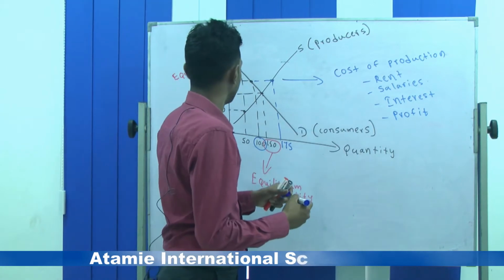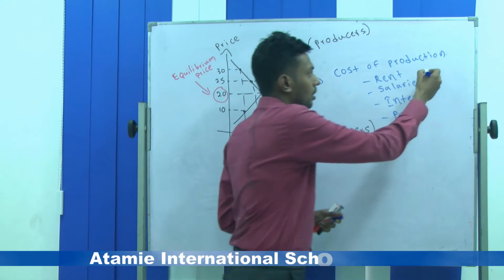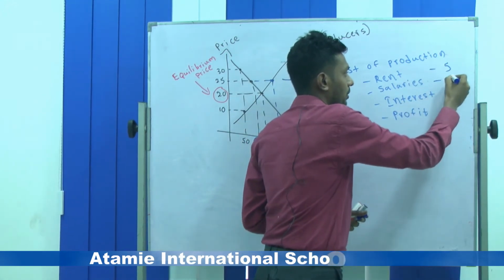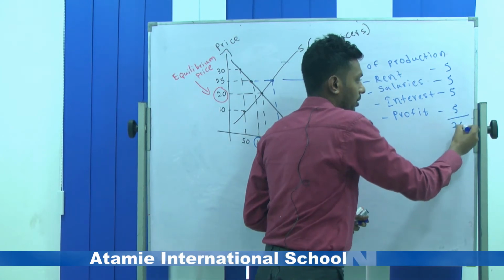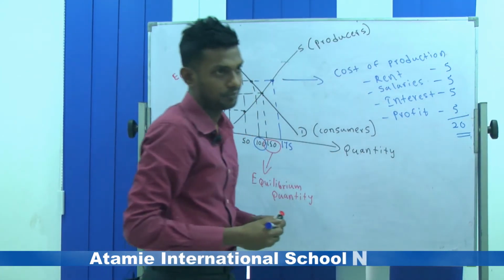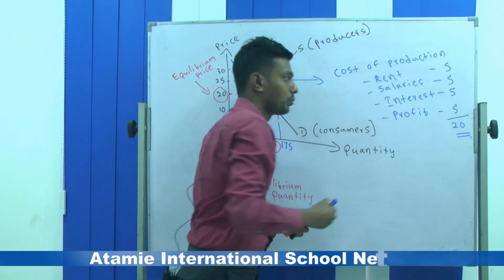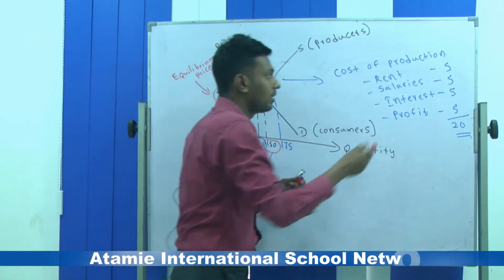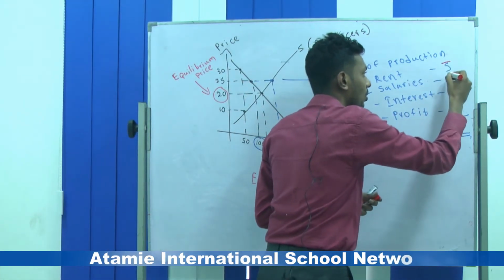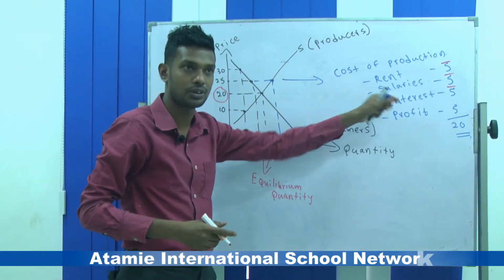So let's assume at rupees 20, this particular product, the rent is 5, salary is 5, interest 5, profit rupees 5, it makes 20, right? The entrepreneur's profit is being covered inside this 20. Now the price increases up to 25 while these things remain constant at 5. This doesn't change, we didn't talk about those things.